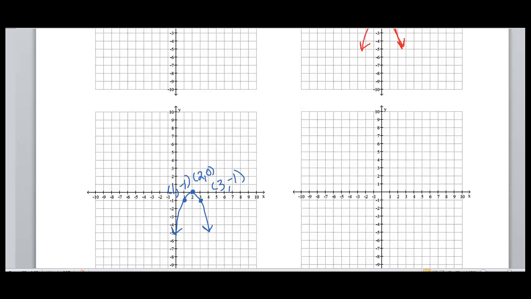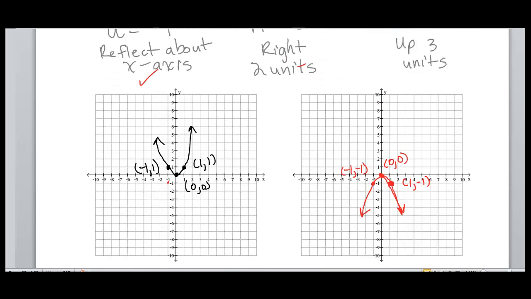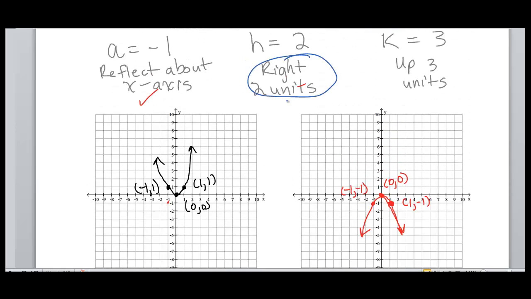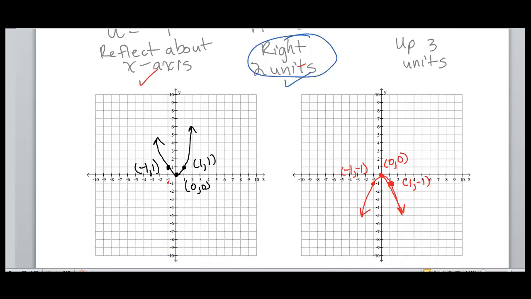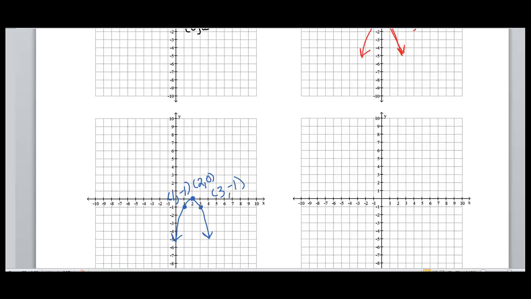The last transformation that I need to do from the blue one, which I have right there, right 2 units, is to move everything up 3 units. So I'm just going to be shifting everything up 3 units, meaning my y values are going to increase by 3. So instead of the point (1, -1), I'm going to have the point (1, 2), the point (2, 3), and the point (3, 2).